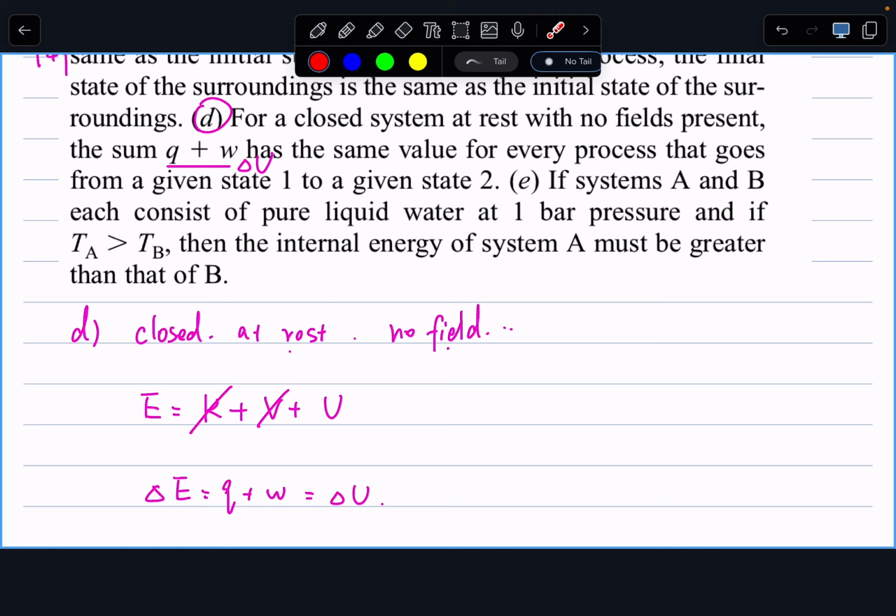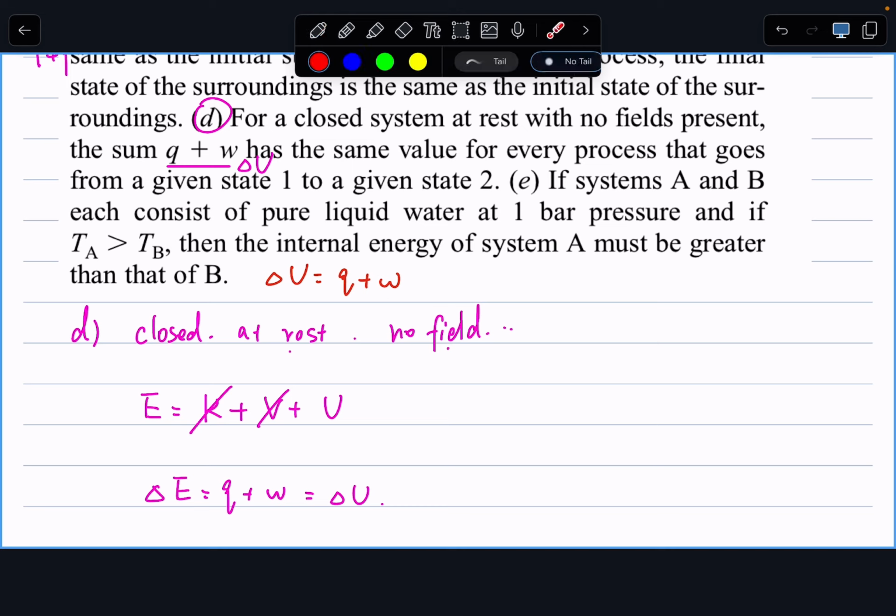All right, and the last one tells us that systems A and B consist of pure liquid water at 1 bar pressure, and temperature A is larger than temperature B. It asks us whether or not the internal energy of system A must be greater than that of B. So this is a very interesting question because it looks very true, right? We know that delta U equals Q plus W. And imagine we're mixing these two systems, you know where the heat is going to flow. It's going to flow from the higher temperature to the lower temperature.